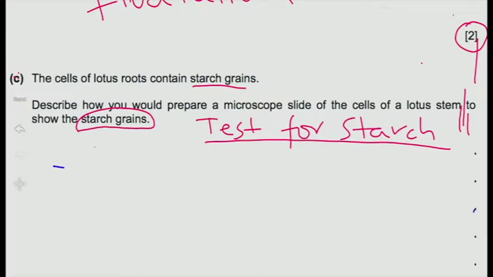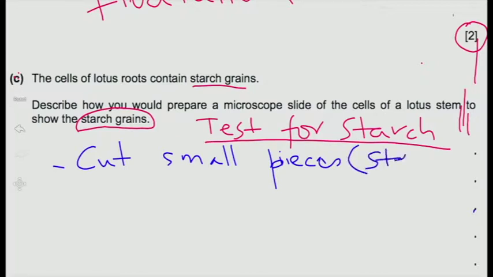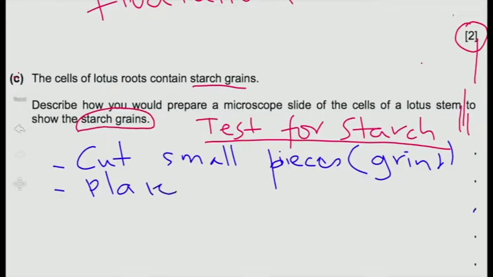You cut it into small pieces. You may even grind the stem into some bit of powder. Cut into small pieces or grind. That's number 1. Number 2, you place on a white tile or slide. Let's say slide. The cut pieces are placed on a slide.